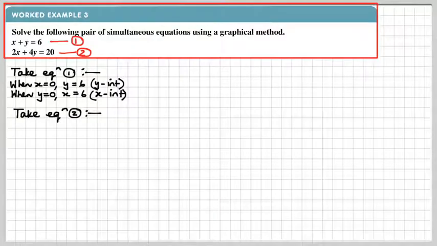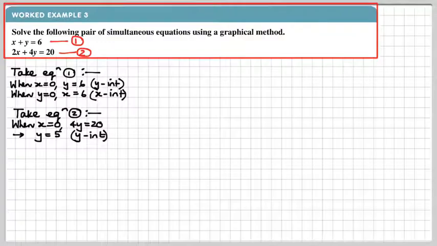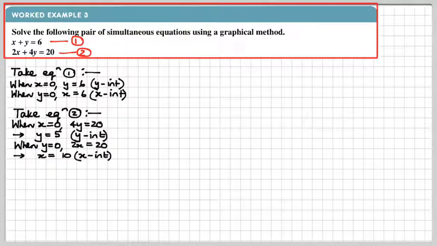Now here's equation 2. And we've got to do the same thing there. When x is 0, have a look. 4y would be 20, therefore y would be 5. And that's my y-intercept. And when y is 0, we've got 2x equals 20, therefore x equals 10, and that's my x-intercept for equation 2.